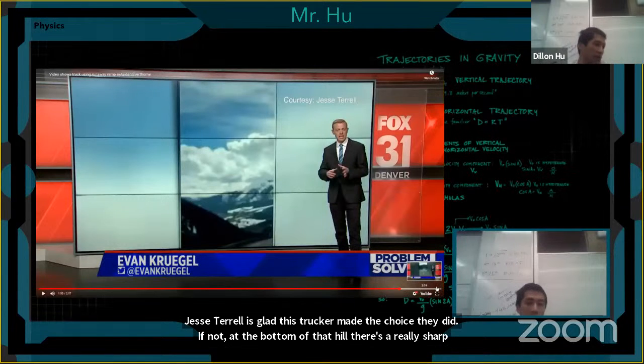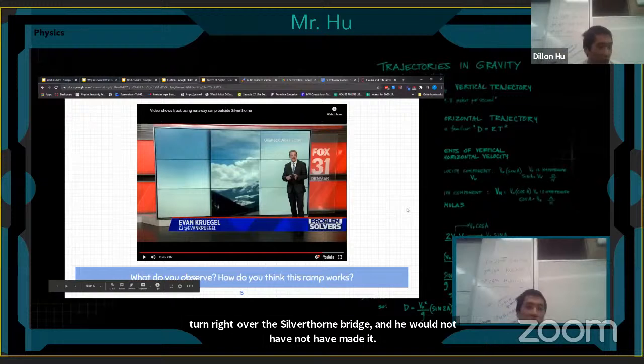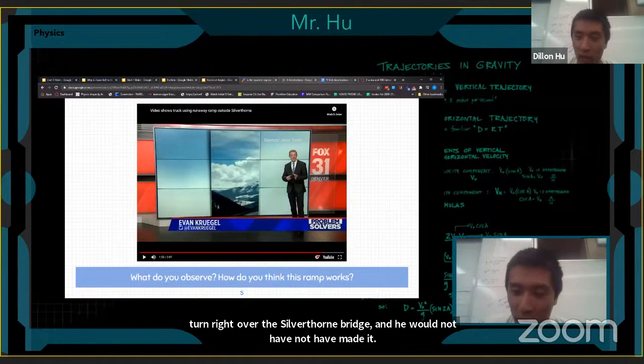So I just wanted you to quickly jot down what you observed and how you think this ramp works. Take a minute or two just to quickly jot that down.